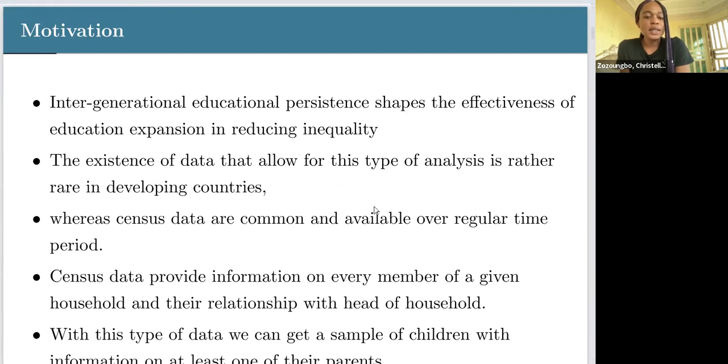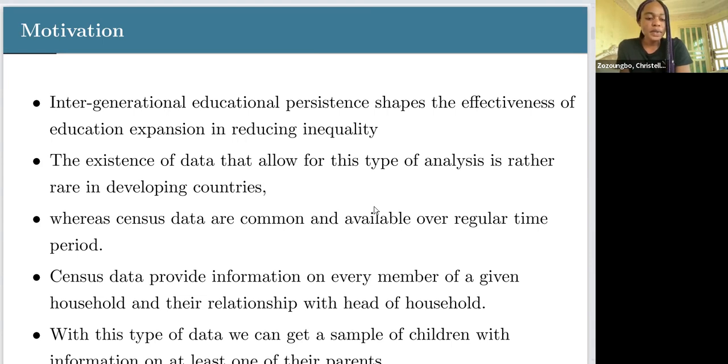But the problem is that the existence of this kind of data that will allow this type of analysis is rare in developing countries. It is not the case like in developed countries where households are tracked over time and we can observe all the children in a particular household over time. But data from census are common and available over a regular time period in developing countries. And so if we can find a way of using census data to do intergenerational analysis, that will be a good way of dealing with this missing data problem.